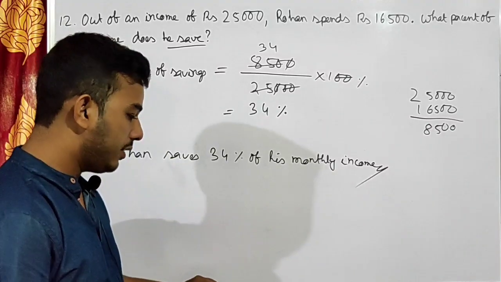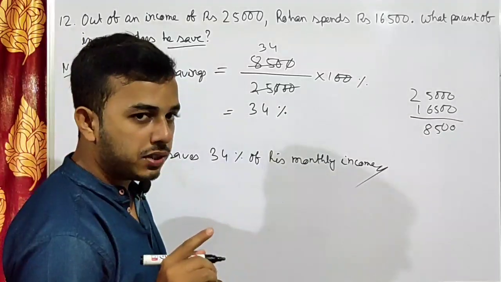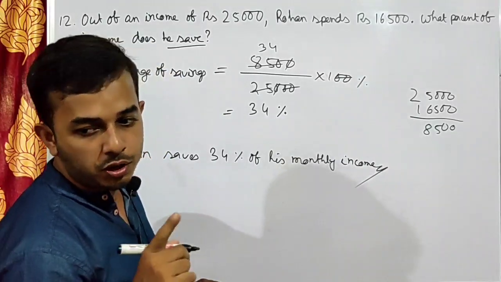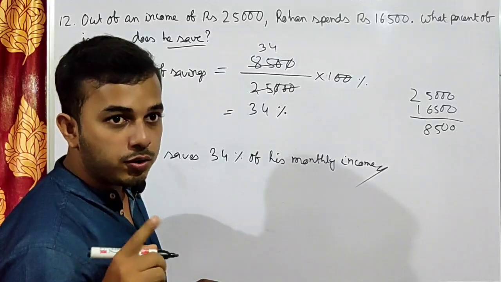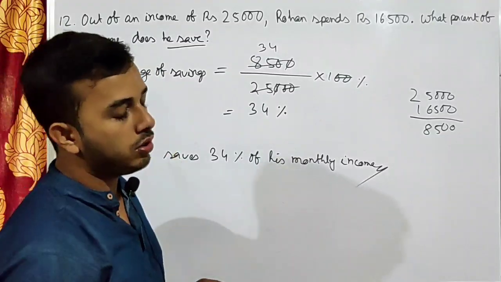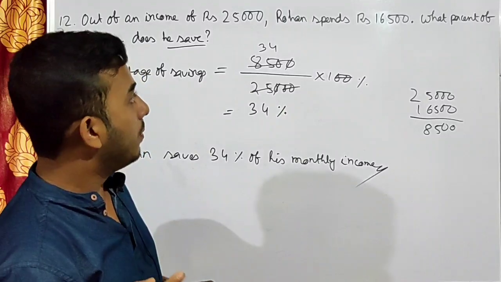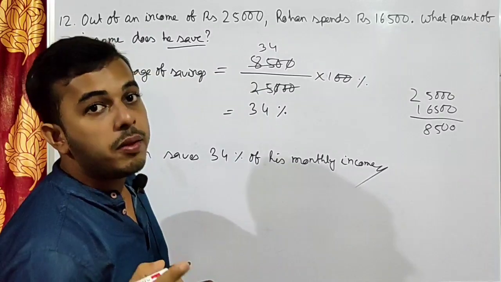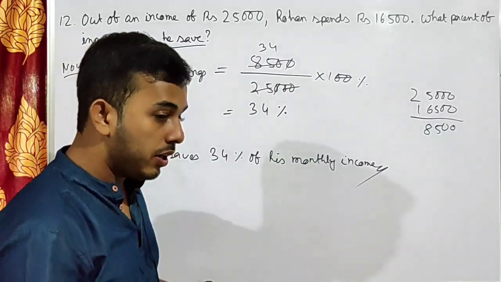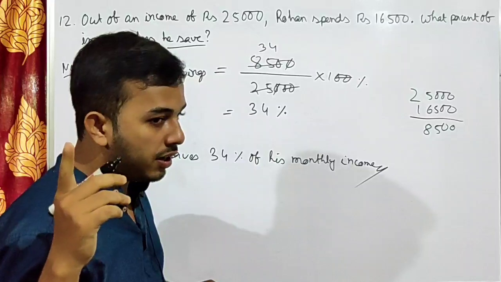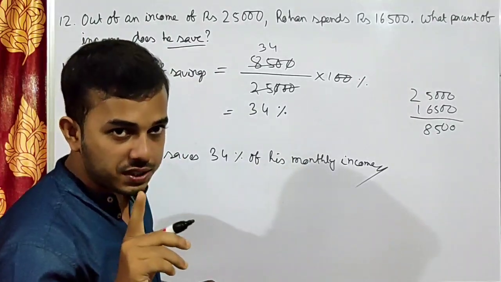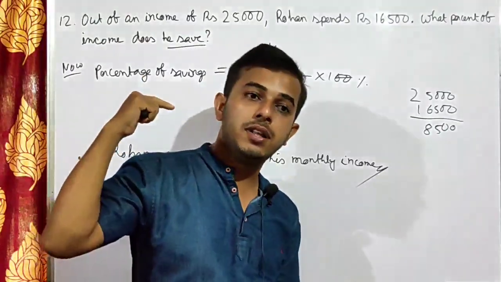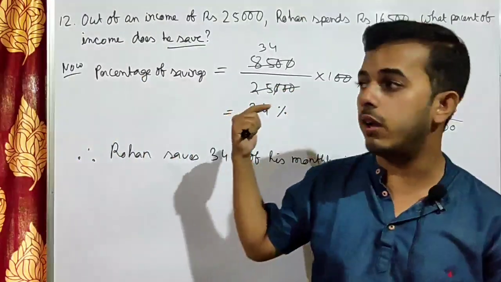Okay, this was the same thing as finding the percentage of boys, isn't it? One question was there, a school has 1800 students, among them 40% were girls, and we had to find out the boys. So here also total income and expenditure are given, and we have to find the percentage of savings. In that case we first found the number of girls from the percentage. In this case we first find out how much money he saves, that is the savings of Rohan.